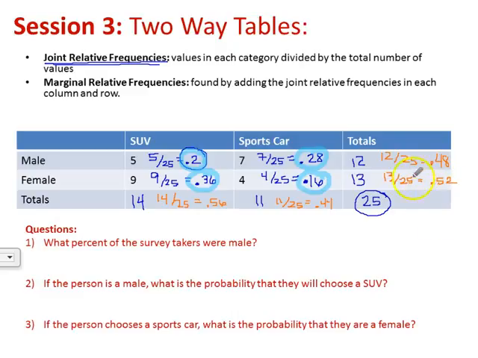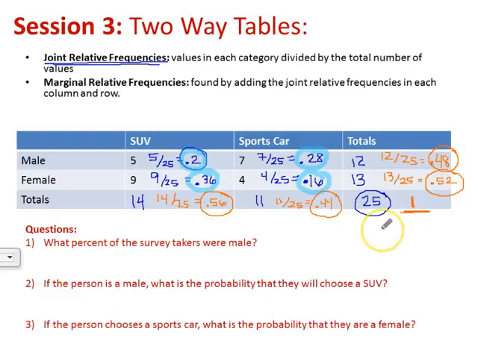So now, just like before, I added my totals, 12 plus 13 to get 25, and 14 plus 11 gave me 25. What about if I add my marginal frequencies? What do you think I'm going to get as my total? So if I take 0.56 and add it to 0.44, what do I get? And I should get the same number when I take 0.48 and add it to 0.52. What do I get? I get 1.